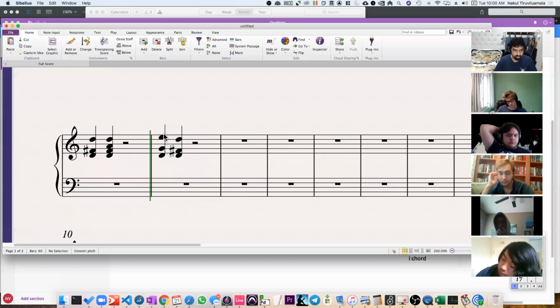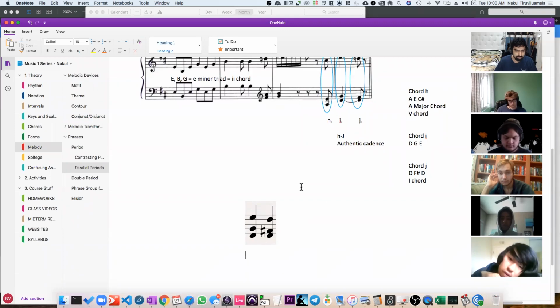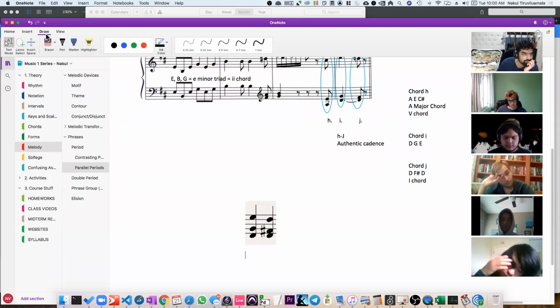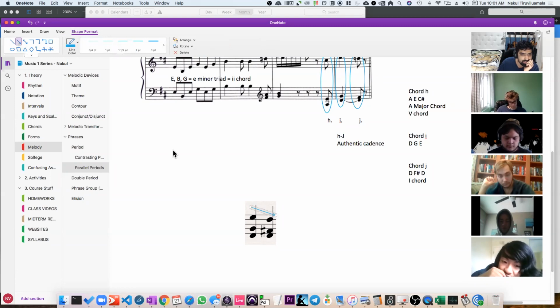Give me a sec, guys. What you have here is this. If I were to draw this as an arrow, basically you have that note wanting to go down and resolve. And then you have this chord wanting to go down and resolve.